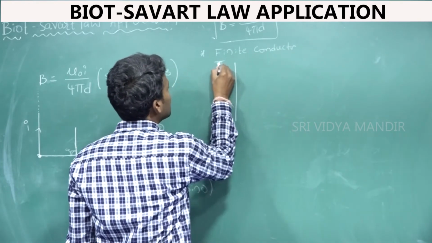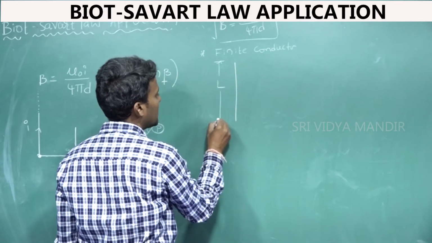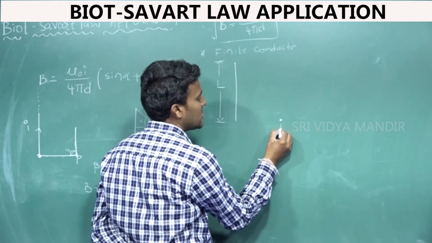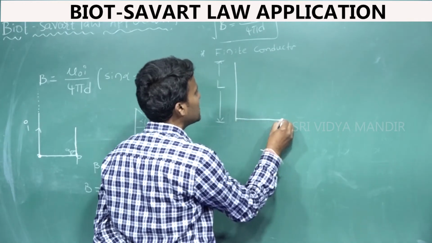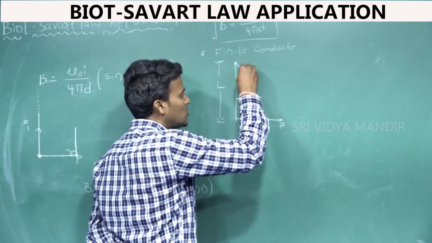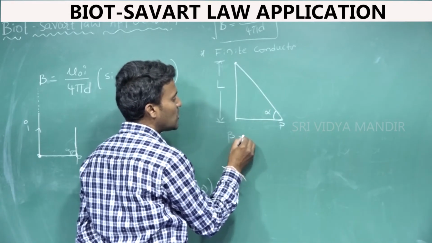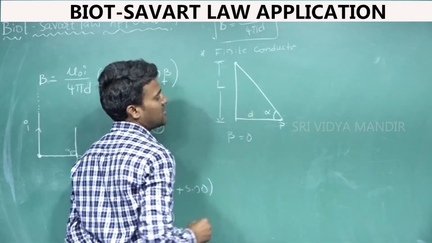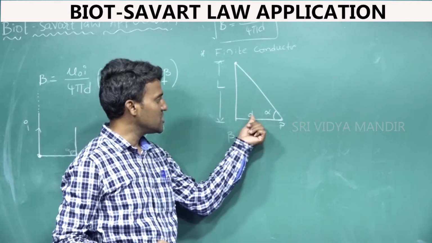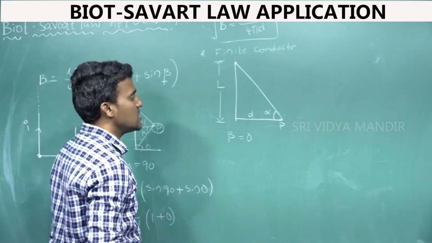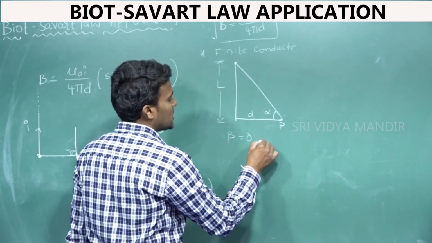The length of the conductor is L, isn't it? Now I am taking this point P here. From the end to point P, the angle is alpha. Now what about beta? Beta is equal to 0. This distance is d. Alpha is this angle and this is length L. What is the equation at that moment?